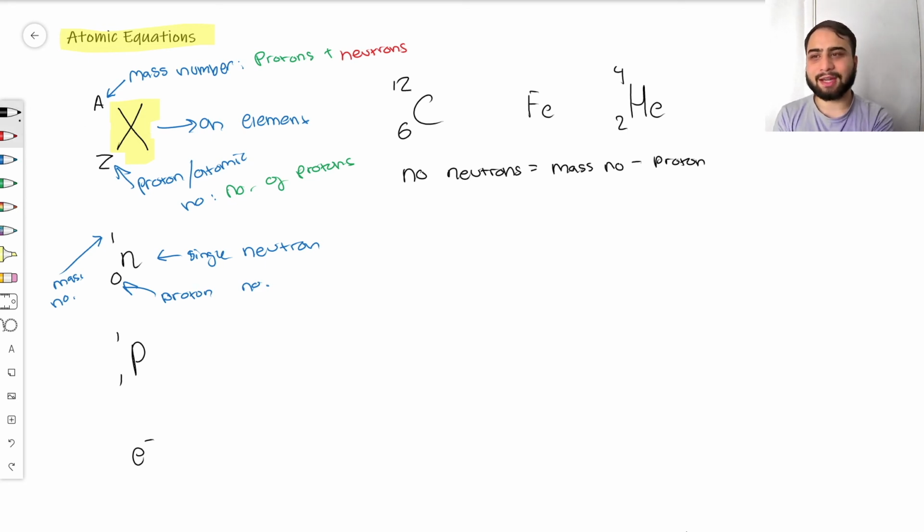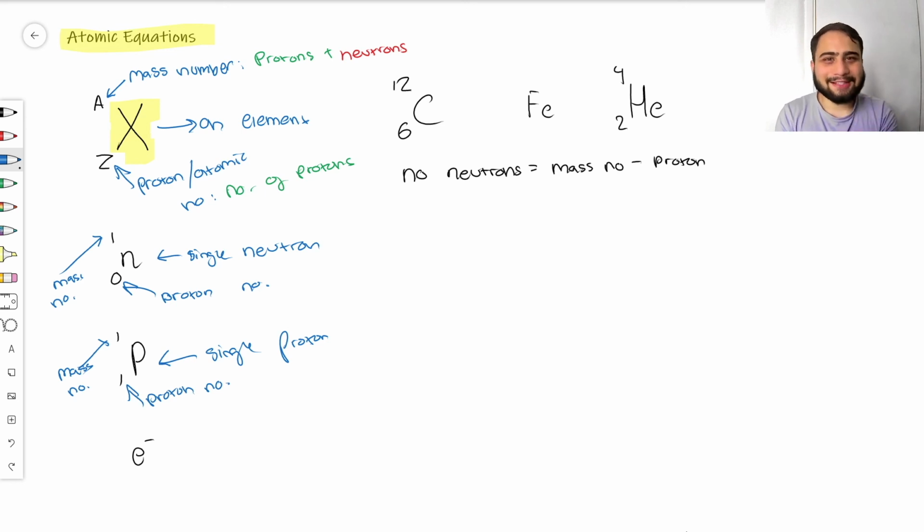Now we have a look here at the symbol for just a single proton. That's a lowercase p. I know it looks kind of capital, but that's just my writing. Here we also have its mass number. Again, it's 1 because we're talking about one single particle, so it can only have a mass of 1. And its proton number is also 1 because, again, we're only talking about one proton.